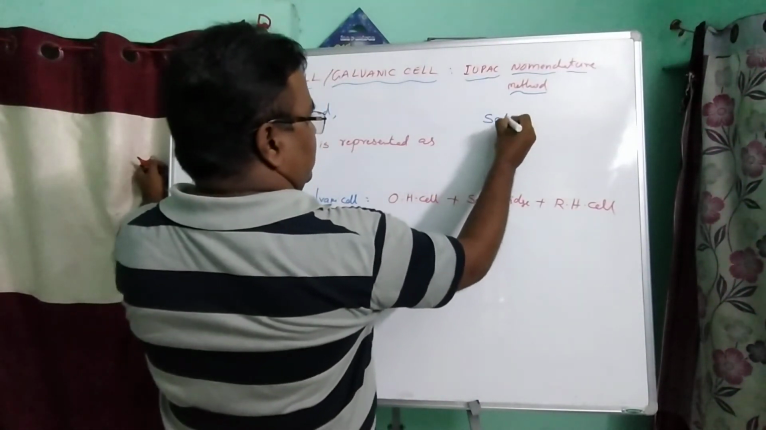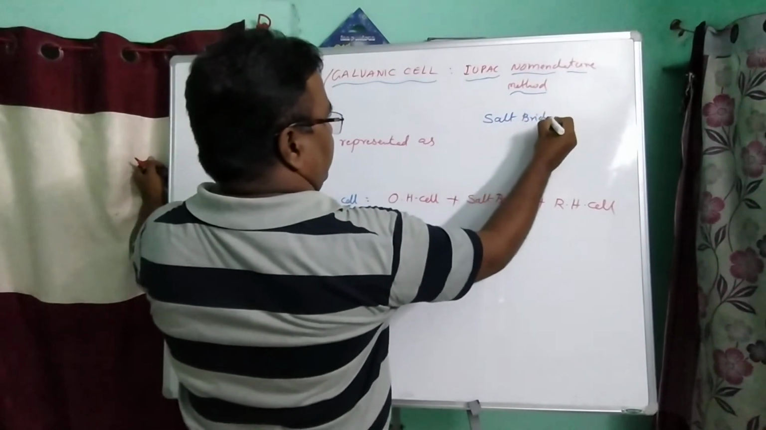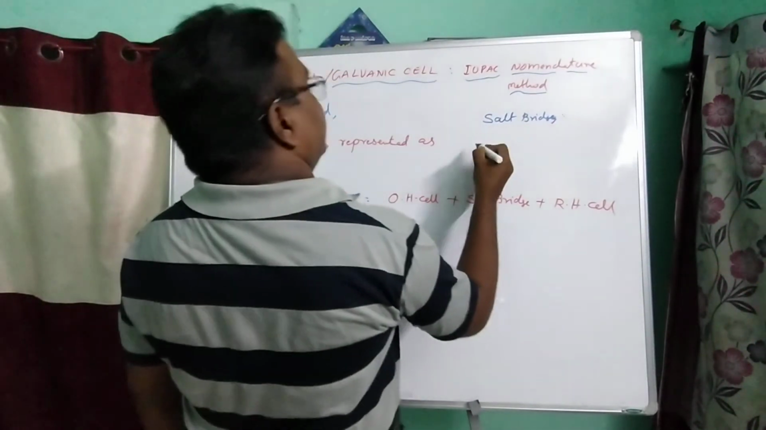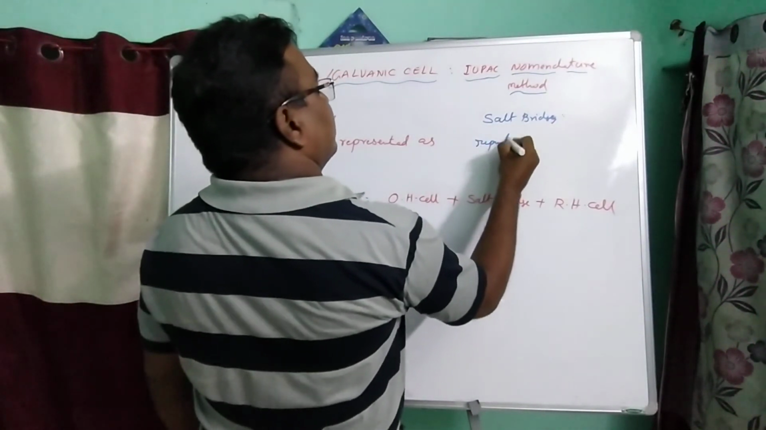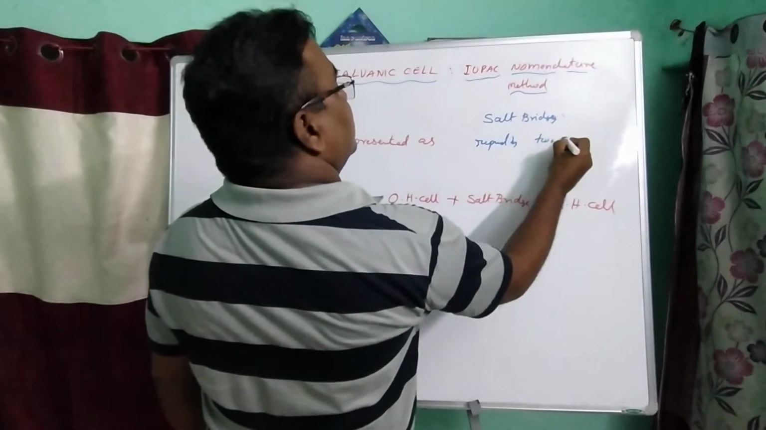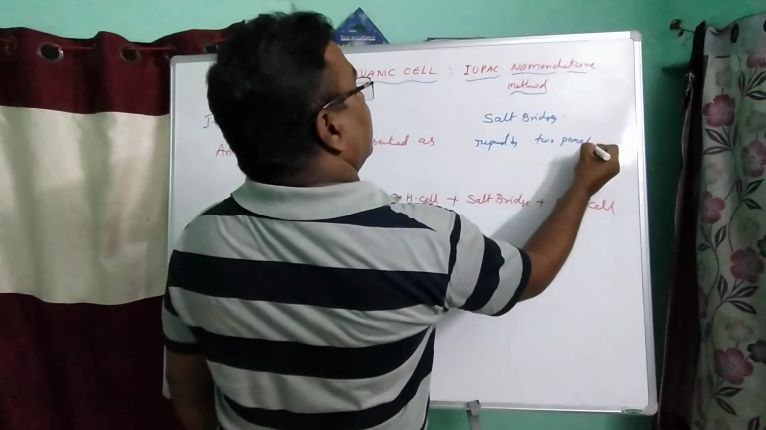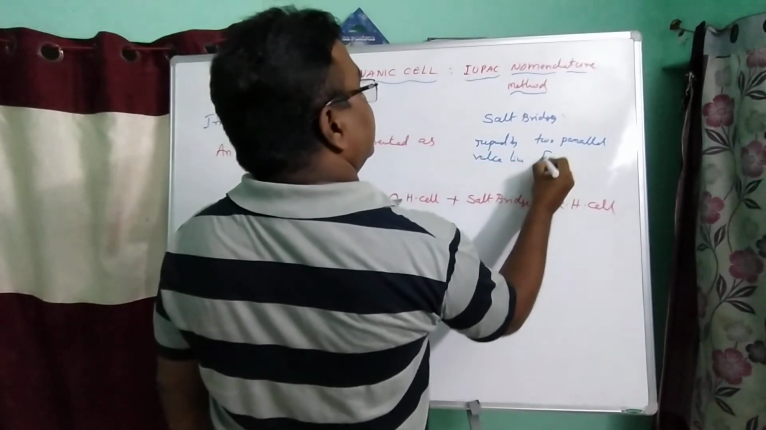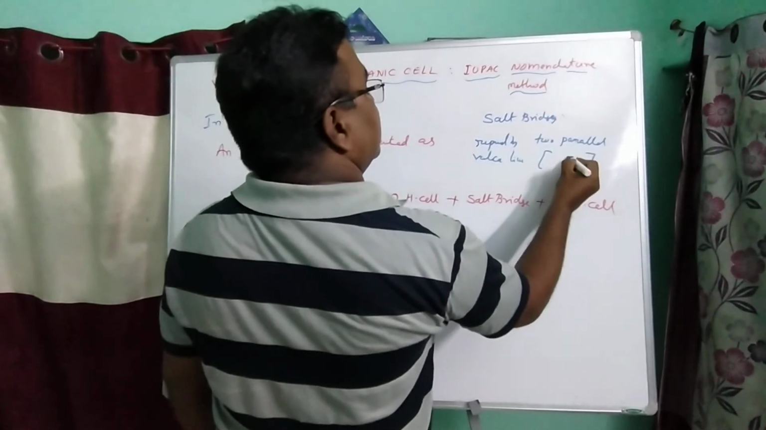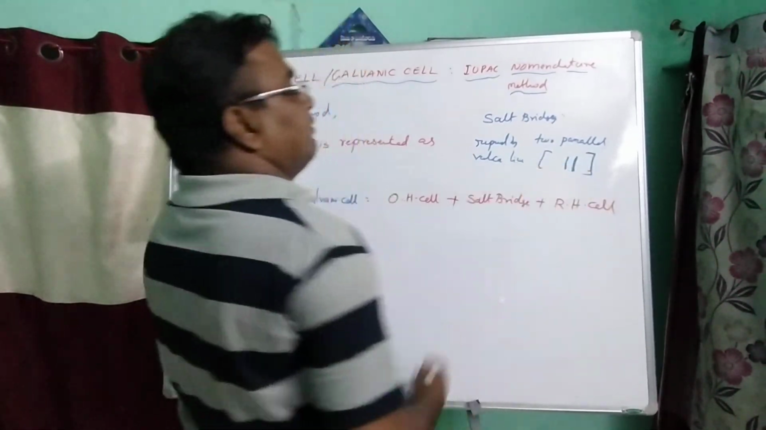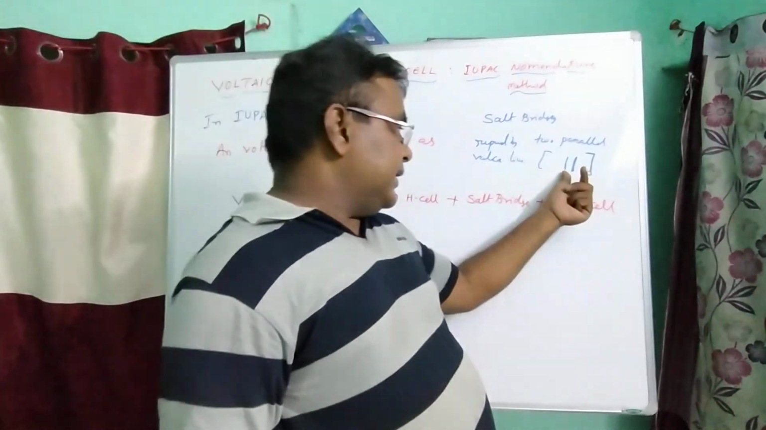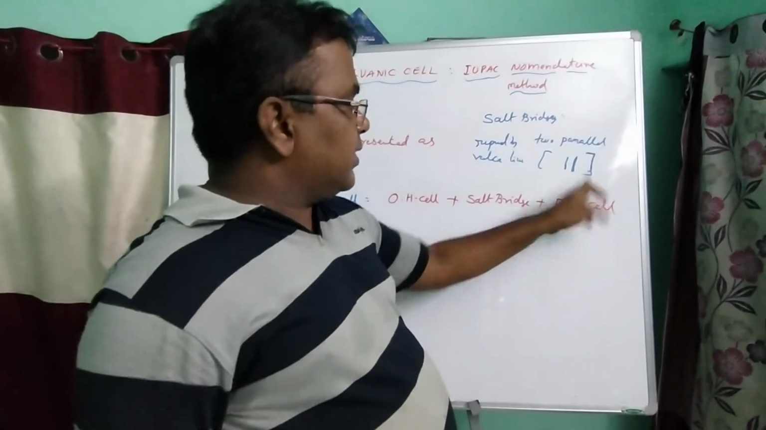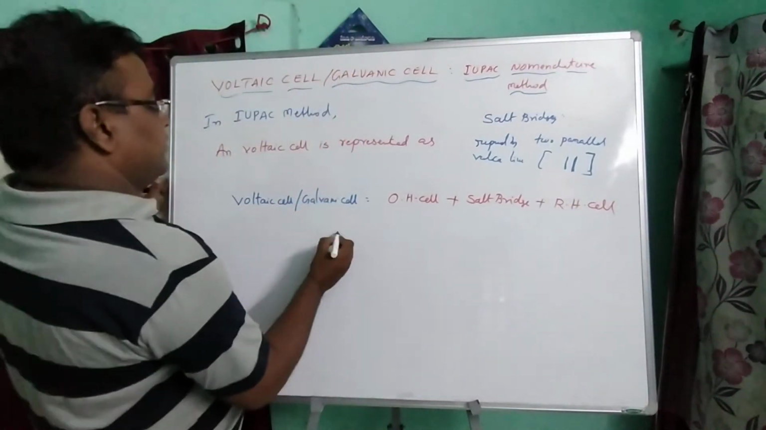In the IUPAC nomenclature, the salt bridge is represented by two parallel vertical lines. This is the salt bridge. When we write it, it is written this way, and when we read it, we pronounce it as salt bridge.